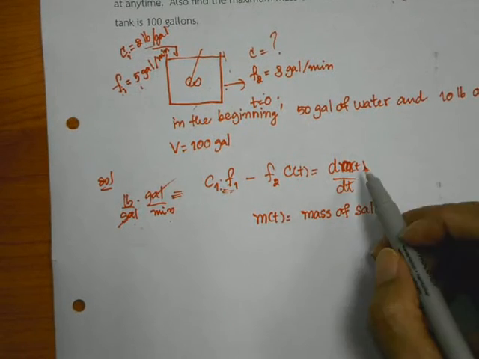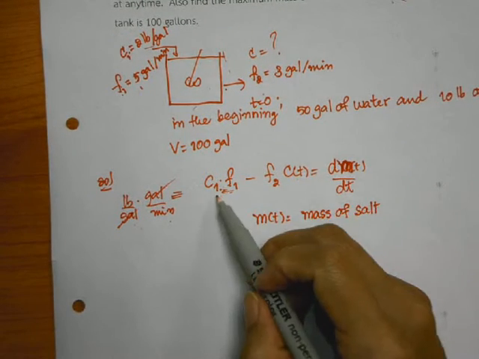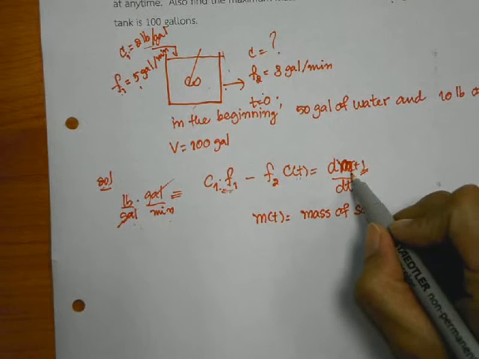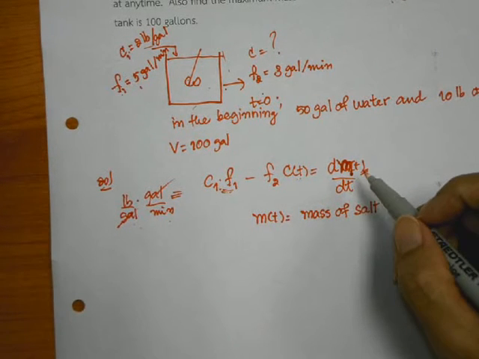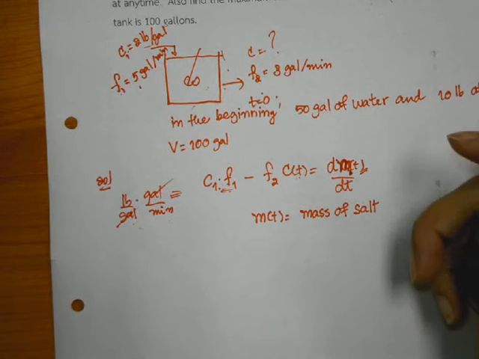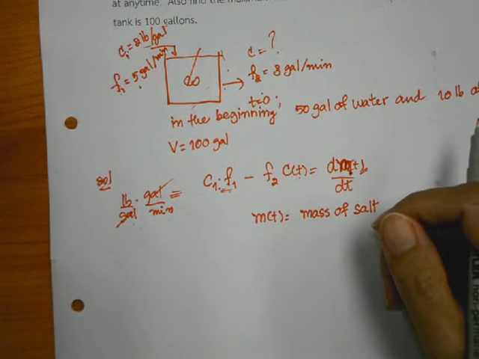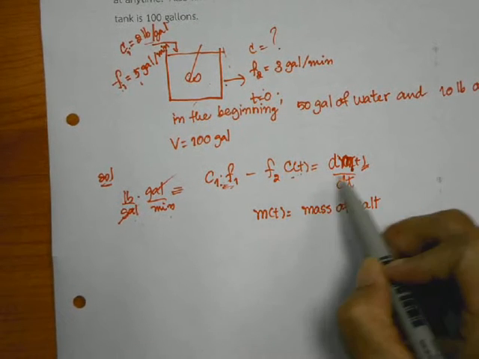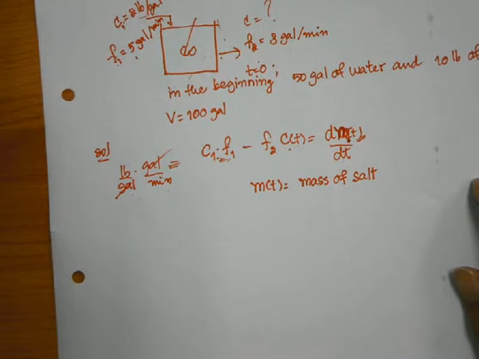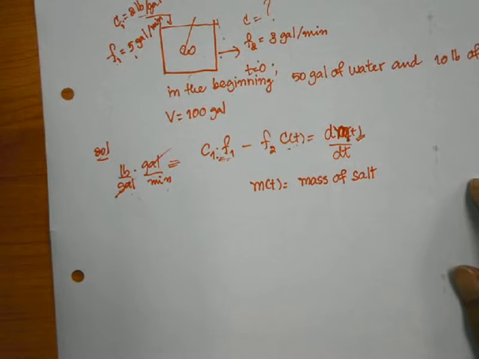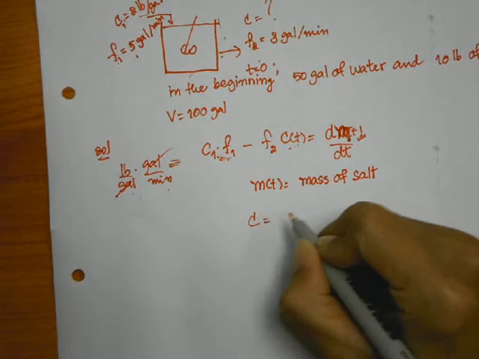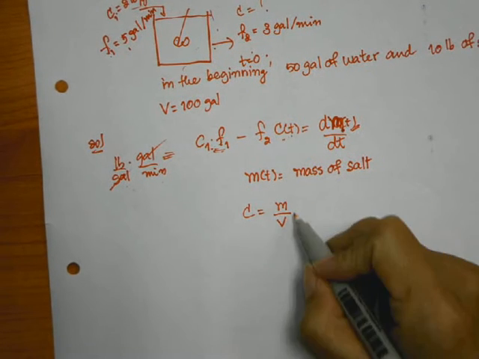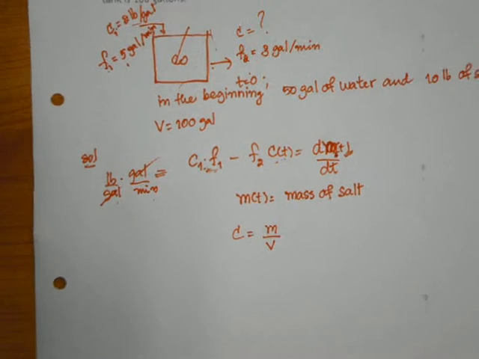And since we have C(t), but this one is M(t), I am going to convert C(t) to M(t), because they're asking for mass. You know that C is equal to M over V, right? C is equal to M over V. Now our V is equal to what?